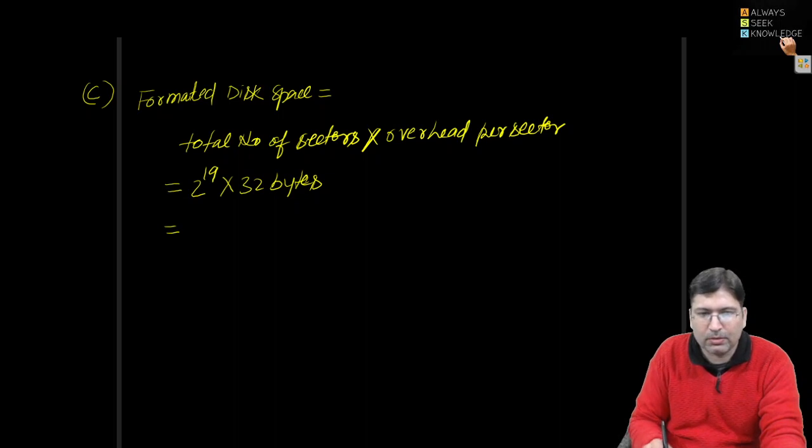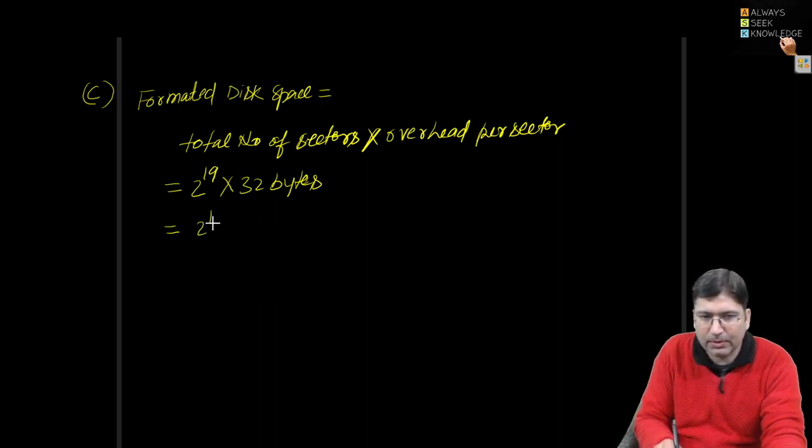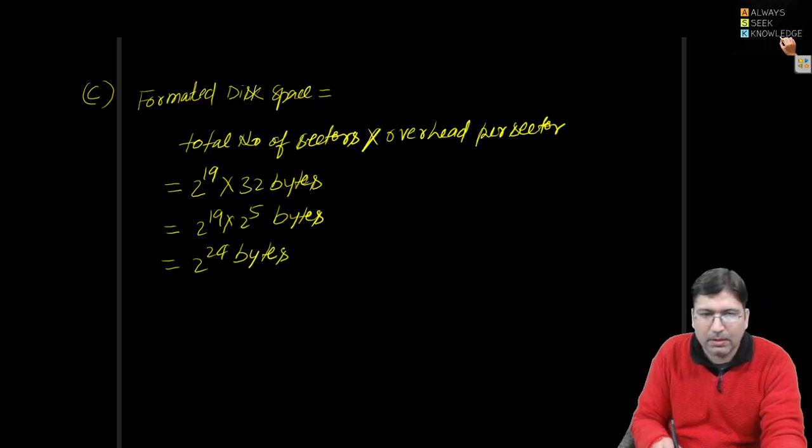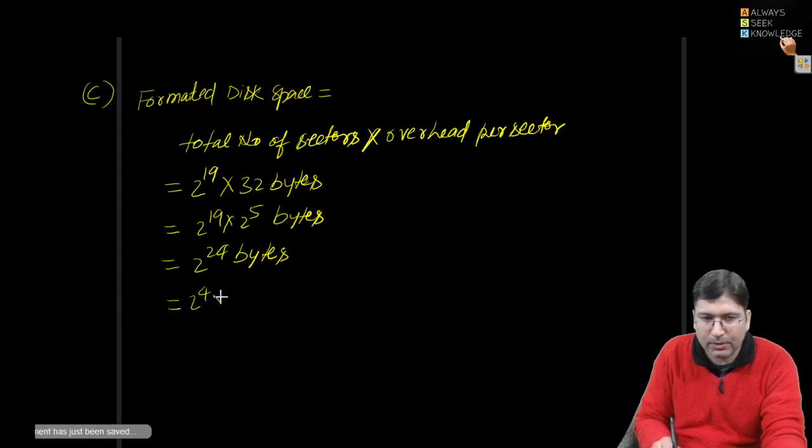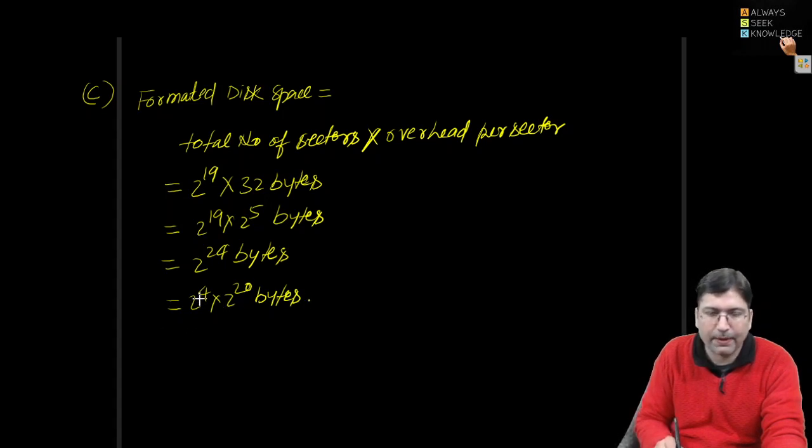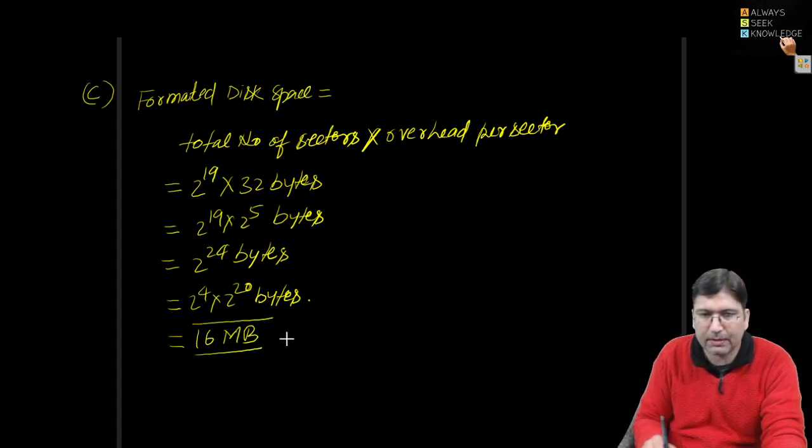So when you calculate this, it is 2 to the power 19 into 2 to the power 5 bytes. That means 2 to the power 24 bytes. That means 2 to the power 4 into 2 to the power 20 bytes. 2 to the power 20 means mega and 2 to the power 4 means 16. So 16 megabytes is the overhead, some extra space consumed inside each and every sector.